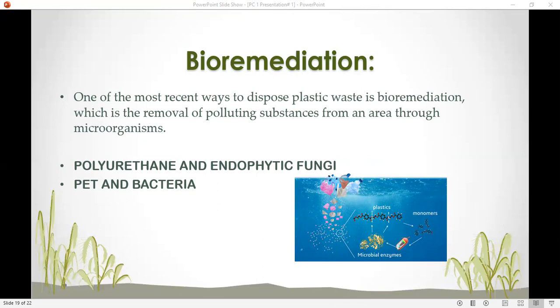Microbial degradation can be studied in various ways, each of which can lead to different results and has its own pros and cons, affecting the productivity of experiments and the reliability of the results. Here I have written two terms: polyurethane and endophytic fungi, and PET and bacteria. If we talk about the first term, polyurethane and the endophytic fungi.